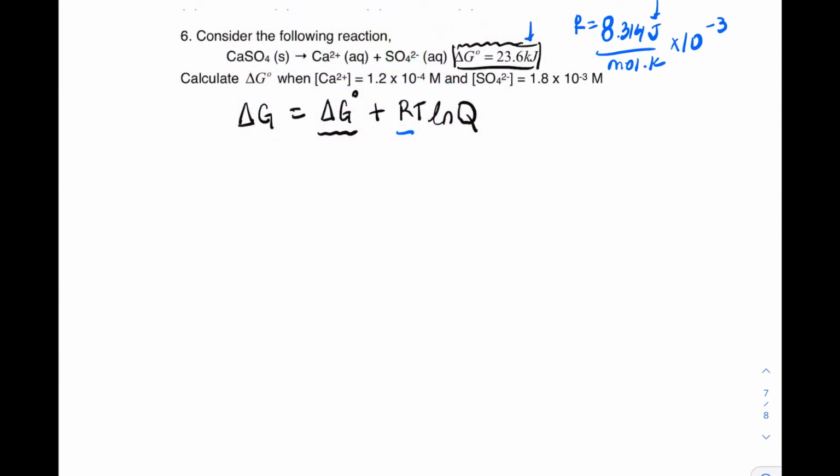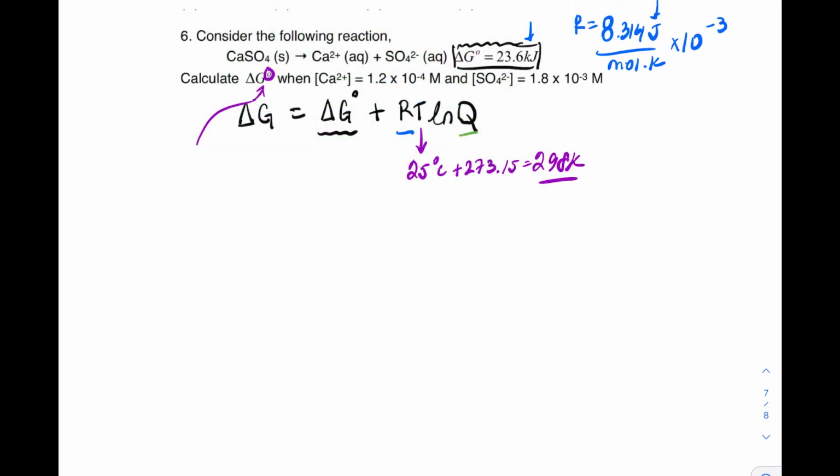Let's carefully read this word problem here. It looks like the temperature is not given, but they want us to calculate at standard temperature. Standard temperature, remember, is 25 degrees Celsius, and that's 298 Kelvin. That's because it's standard state in terms of temperature, not concentration.